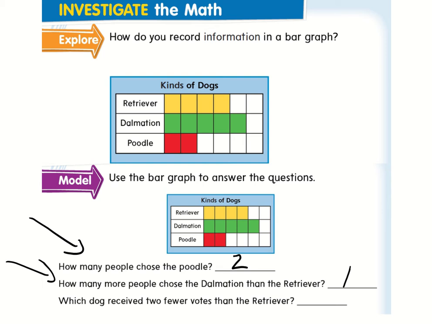And it says here on the bottom, which dog received 2 fewer votes than the Retriever? So that means 2 less than the Retriever. And if I'm looking down here, the only one that would make sense here, boys and girls, that has 2 less than the Retriever would be the poodle. So poodle is going to be our answer here on the bottom.